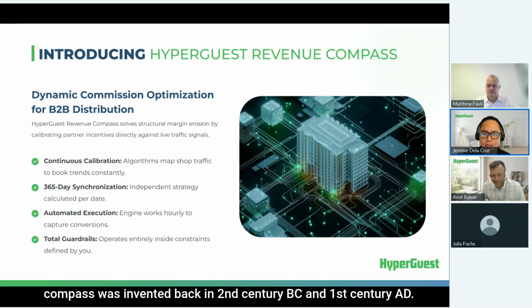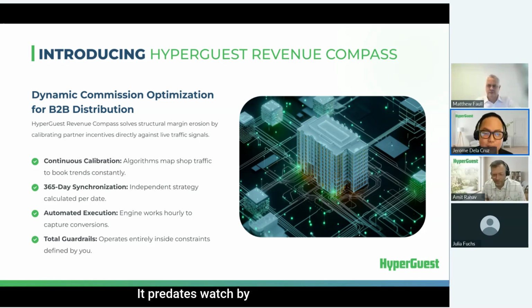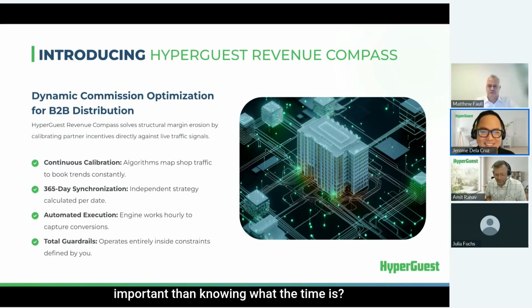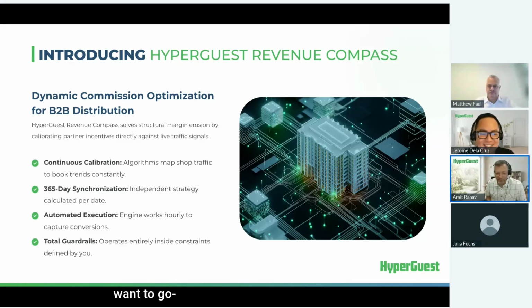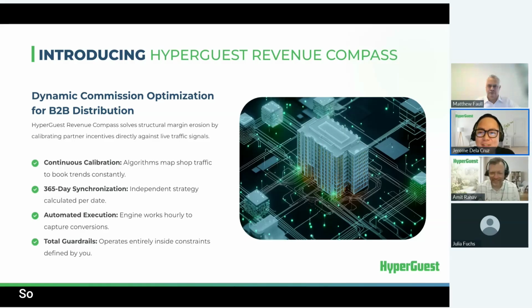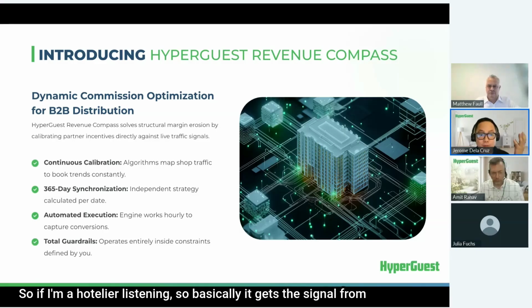and first century AD. It predates watches by 1,500 years. Does this mean that revenue direction is more important than knowing what the time is? What's more important is knowing where you want to go and being able to control it. Yeah, very nice. So if I'm a hotelier listening, basically it gets the signal from the demand.